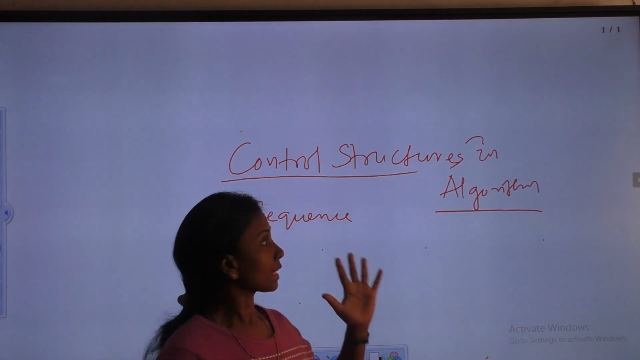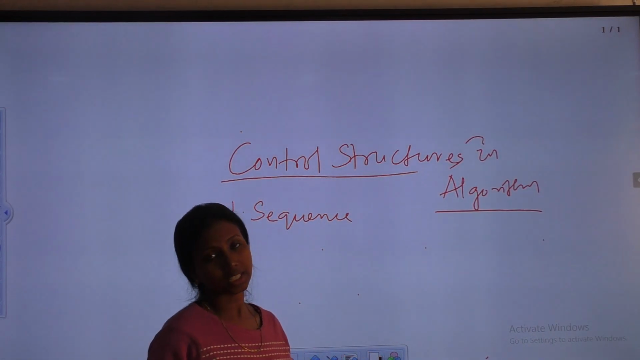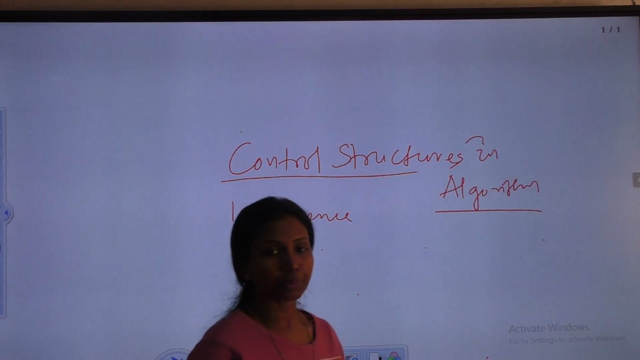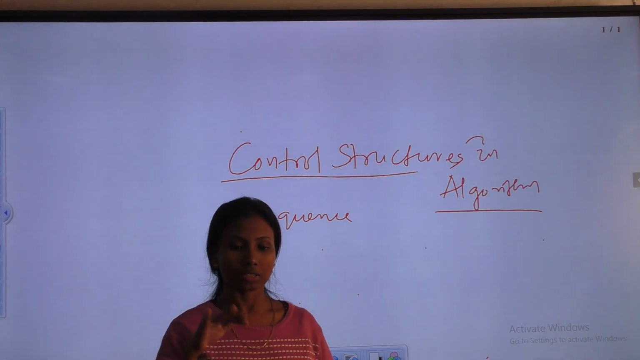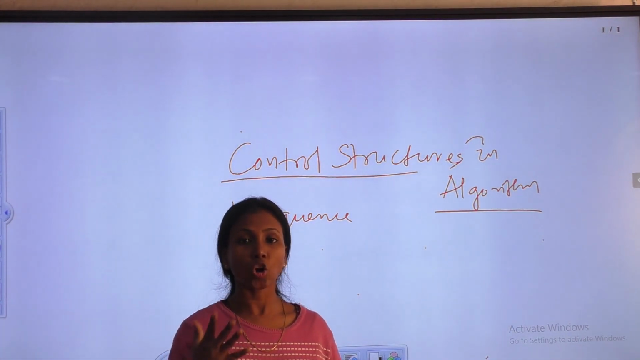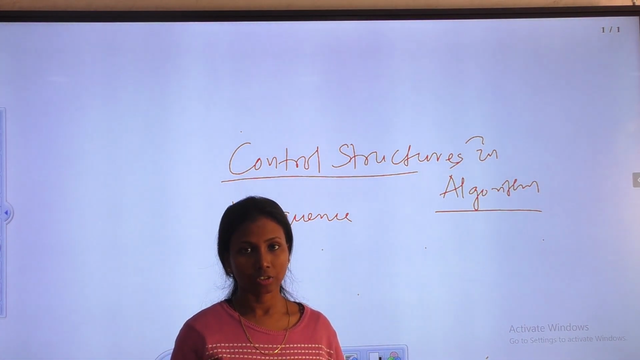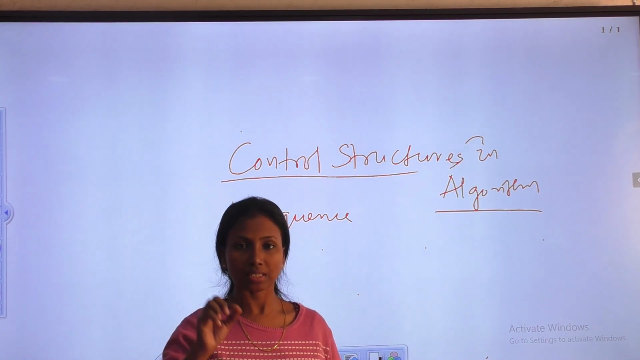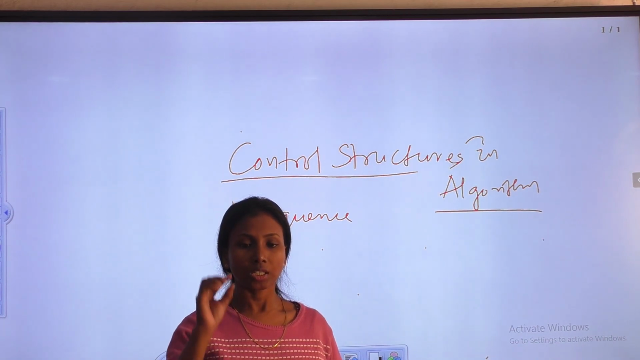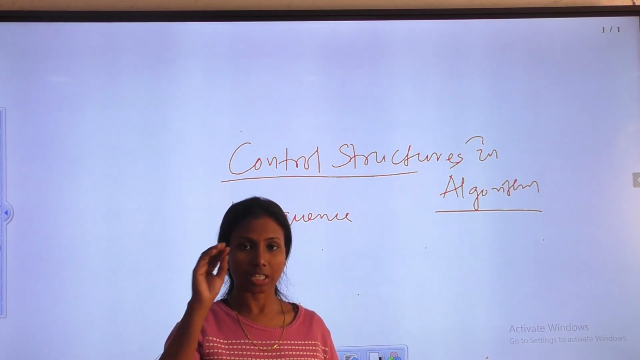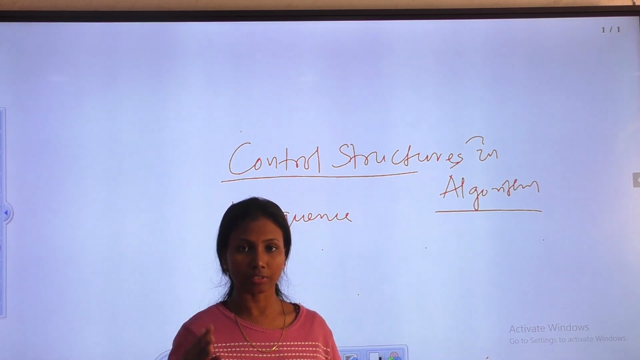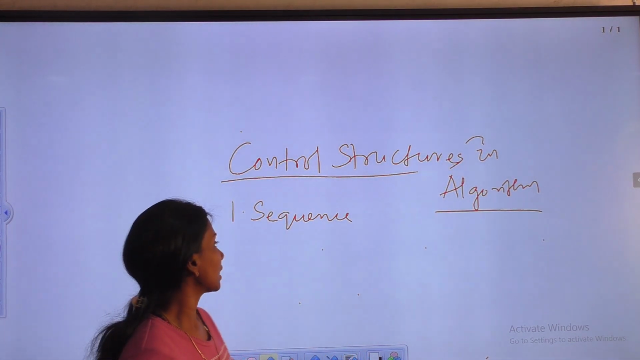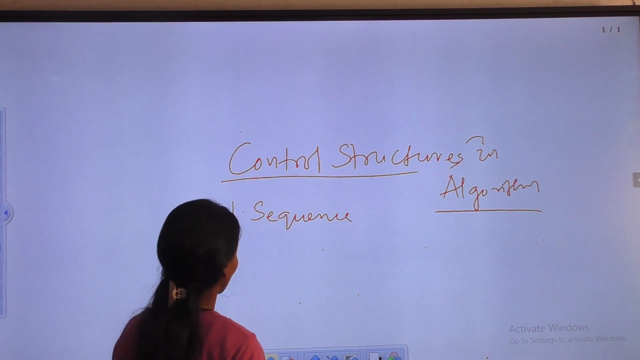So next thing, that is the control structures in algorithm. The first one is your sequence. Sequence means, just remember and recall mathematics. Whenever you are doing some calculations, you have to write step by step. You are calculating step by step, then a plus b, b plus c, whatever the answer will be. Then here also we will follow some sequence.